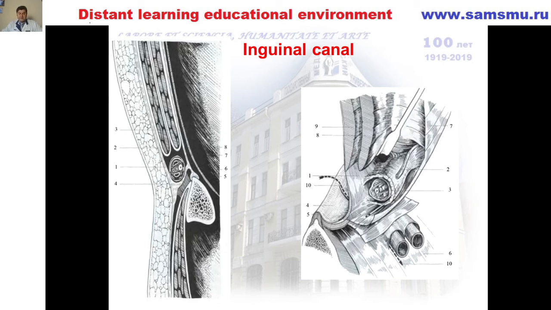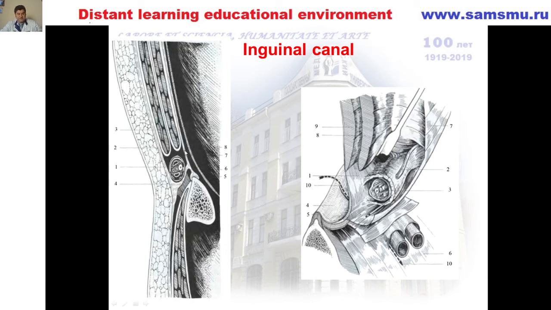The inguinal canal is closed anteriorly by the aponeurosis of the external oblique muscle of the abdomen. You may see this wall, the anterior wall of the inguinal canal. It continues below with the inguinal ligament. Posteriorly, it's closed by the transversalis fascia. You may see the transversalis fascia as the posterior wall of the inguinal canal.